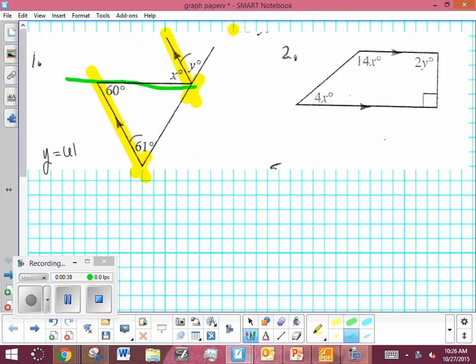this transversal, I get this 60 here and that x there. So those are alternate interior angles. So x has to be 60 as well.